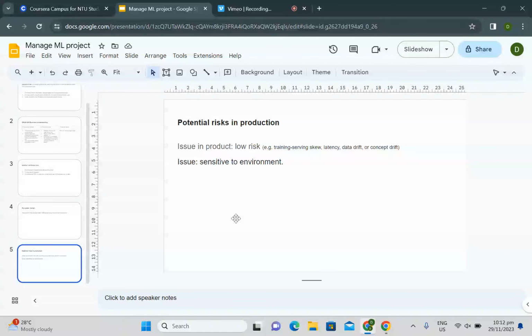But a potential disadvantage is that this system is more sensitive to the environment. For example, the whole system has to be in a totally controlled environment. And for example, the lighting may contribute some false detections as well, if the light is not controlled well.